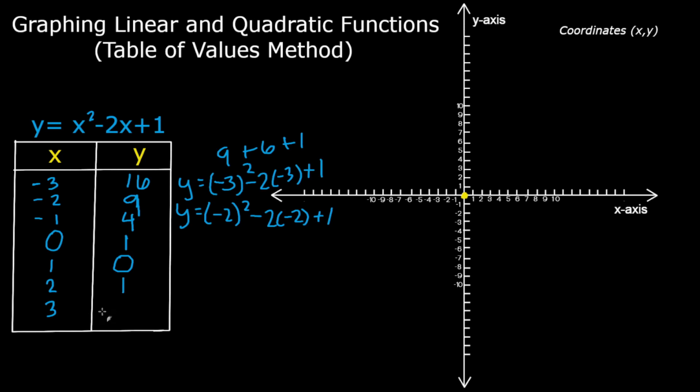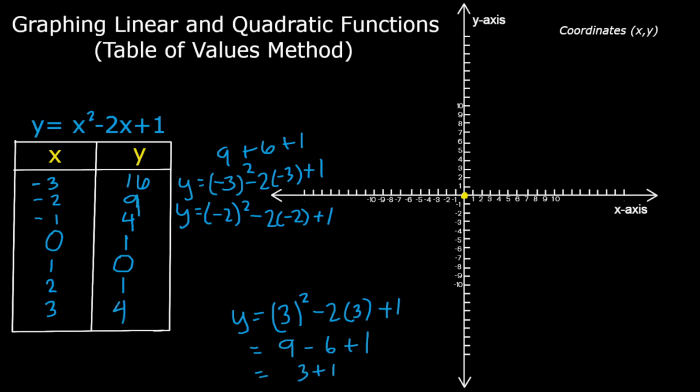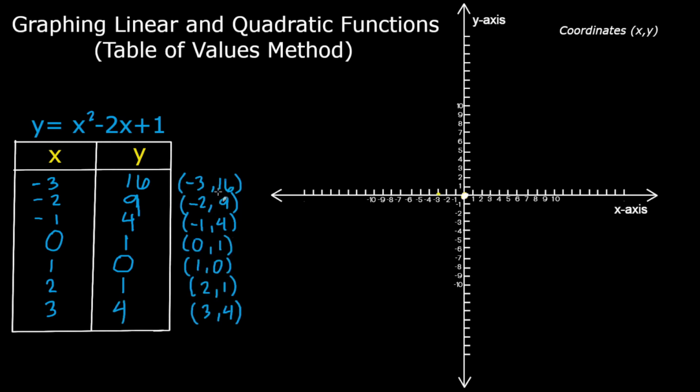So, ito naman, x is equal to 3. So, y equals 3 squared minus 2 times 3 plus 1. So, ito, 9, then minus 6 plus 1. So, 9 minus 6 is 3, then plus 1, magiging 4 na lang si y. Then, ayan, na-complete na natin. So, ito na yung na-extract natin na points galing dito sa table of values. So, proceed na tayo sa pag-plot.